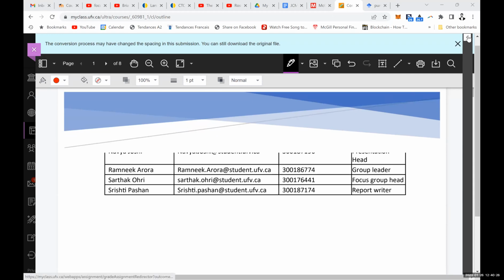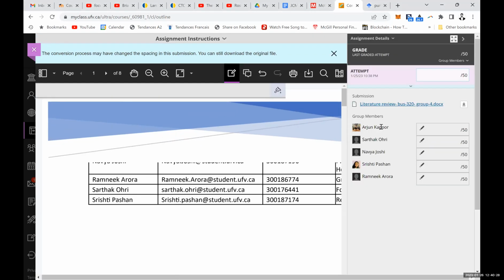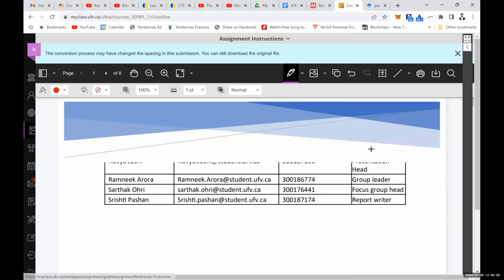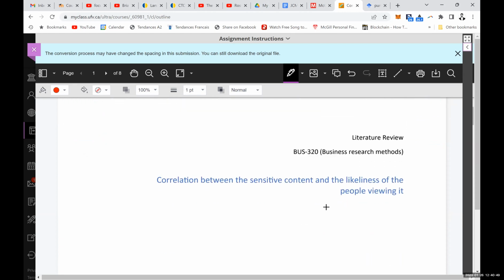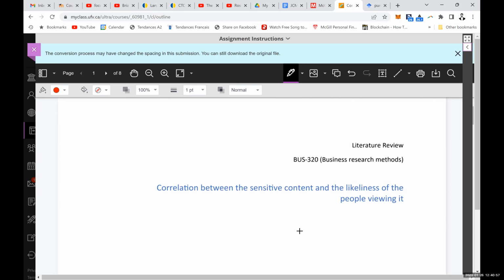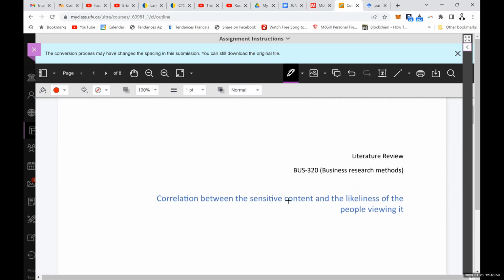So this is Group 4, ladies and gentlemen. Let's get to know Group 4. These are our friends Arjun, Sartak, Navya, Srishti, and Ramnik. And here is the cover page. I believe it's jumbled because it's showing in this environment. Usually the formatting is a little bit off, so that's okay. Correlation between sensitive content and the likeliness of people viewing it.